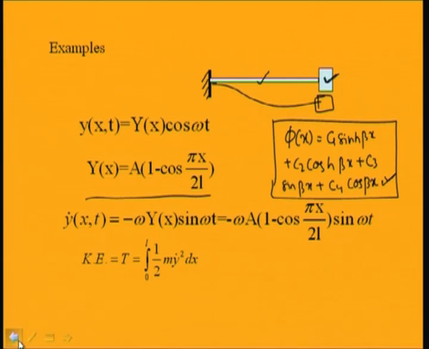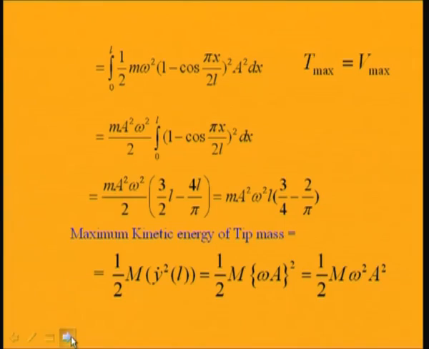Here it is taken y(x) equal to a into 1 minus cos pi x by 2l. So this can be written as m a square omega square by 2 into the integral from 0 to L of 1 minus cos pi x by 2l whole square dx. So this is equal to m a square omega square by 2.